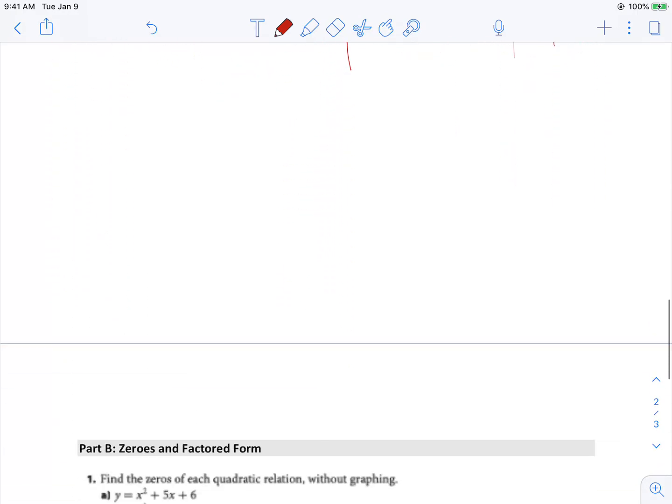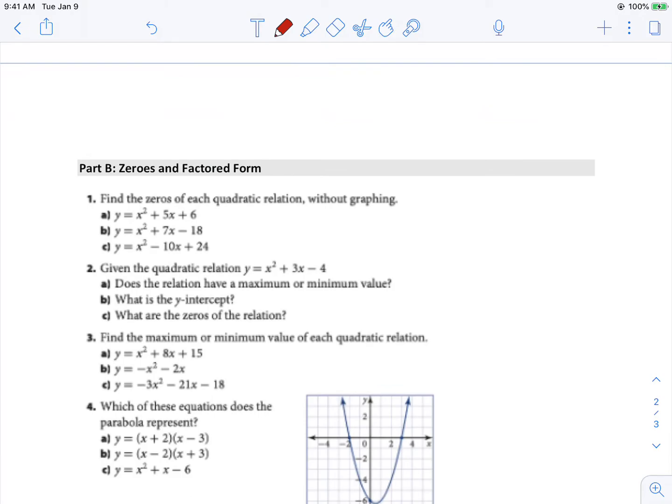Okay, perfect. All right, find the zeros of each relation without graphing. Well, we are very good at factoring, and that's what zeros mean. When you see zeros, it means factor. And here we have all simple trinomials, so we're going to be looking at what two numbers. That was the key, right? We're looking for those magic numbers.